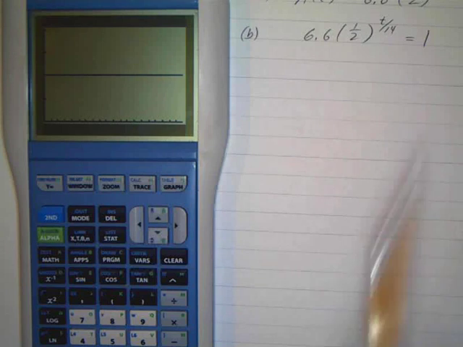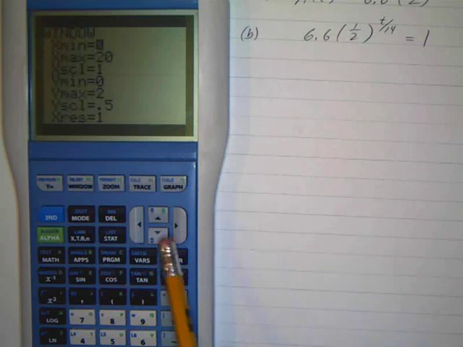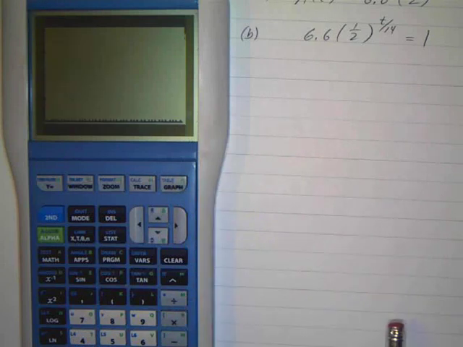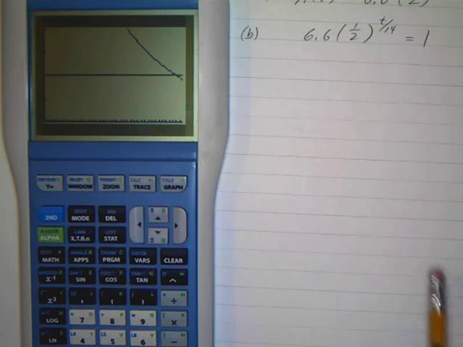And I don't even see the other curve, so it looks like I'm going to have to go out farther. Let's go back to the window, and let's make this 40. Let's see what we've got. Yeah, there we go. Now this is our 6.6, and there's our 1, and that's where they intersect.